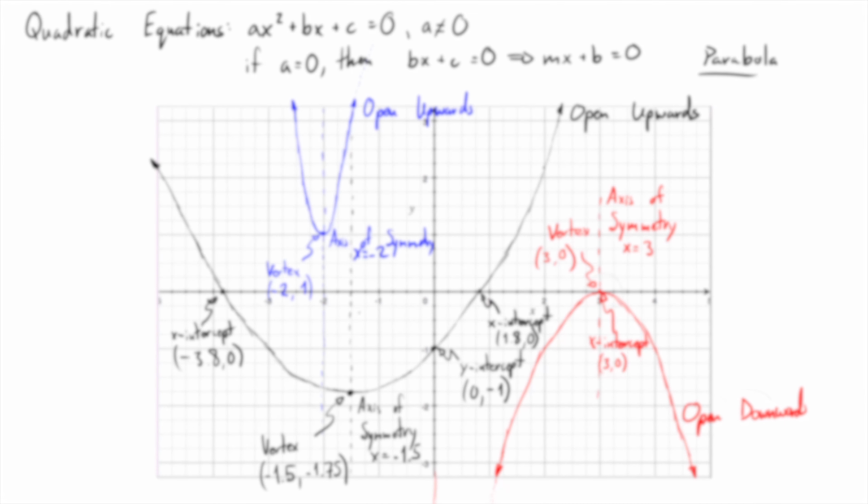Okay? So that's everything for this video. Coming up in the next one, we're going to take a little bit more detailed look into parabolas and the quadratic equation, and we're going to analyze it a little bit more. So that's coming up in the next video.